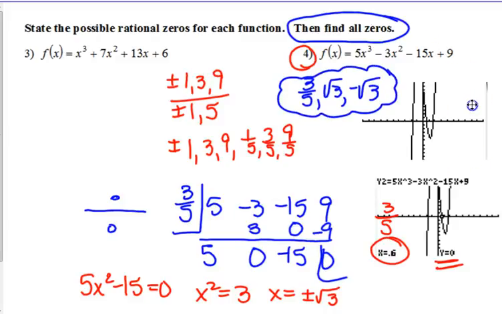Guys, but I don't want decimals, okay? It should say find all the exact zeros. Worst case scenario, you might have to do quadratic.